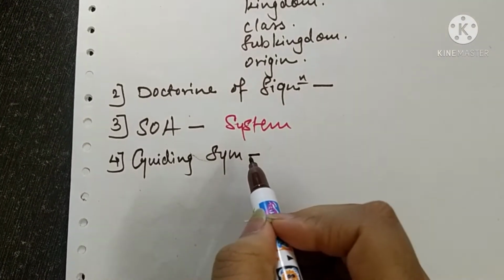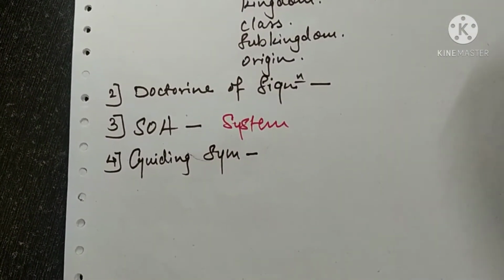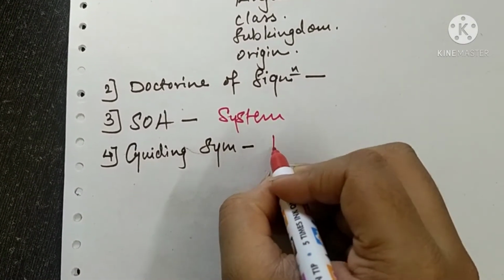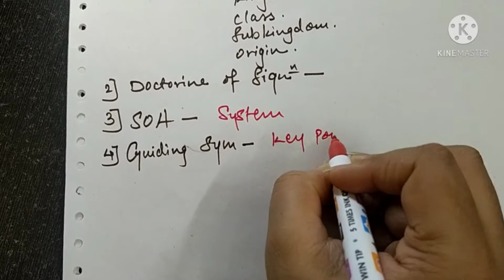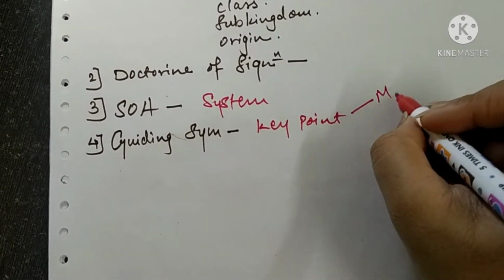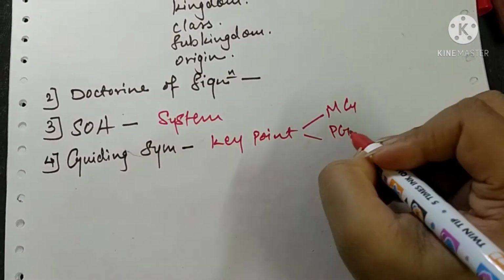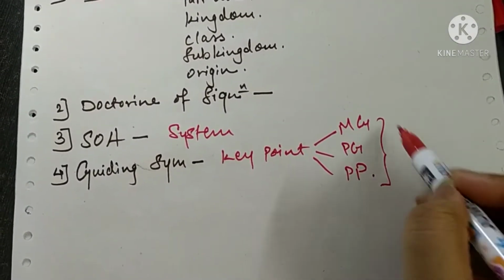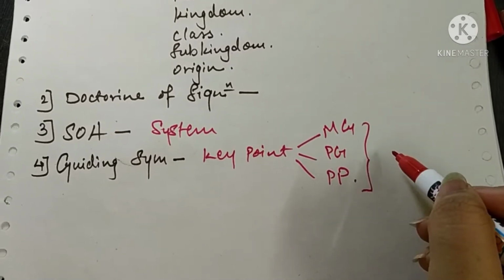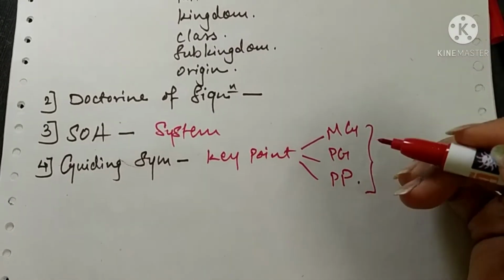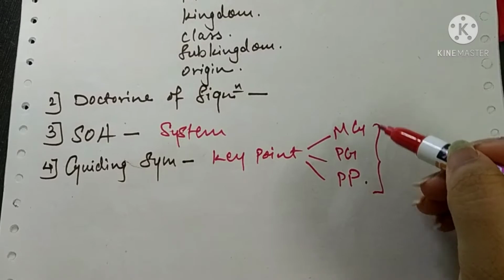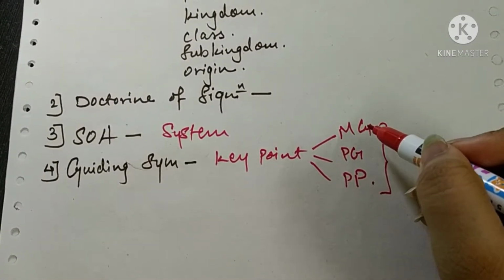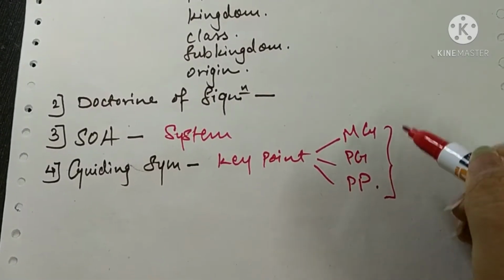Remember the guiding symptoms. Why do we need to remember guiding symptoms? Here, we'll have to remember the key points. Key points of what? Key points of mental general, physical general, and physical particular. If you remember all these key points, then we'll come to know what that remedy acts on, or what that remedy contains. So you have to remember the key points of all these systems.